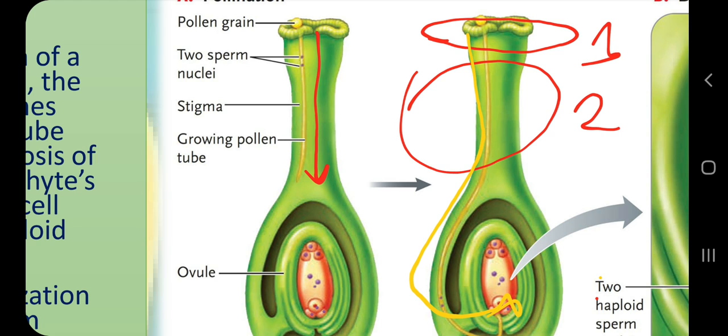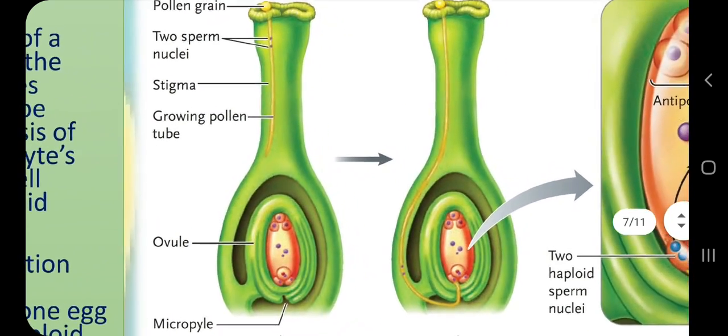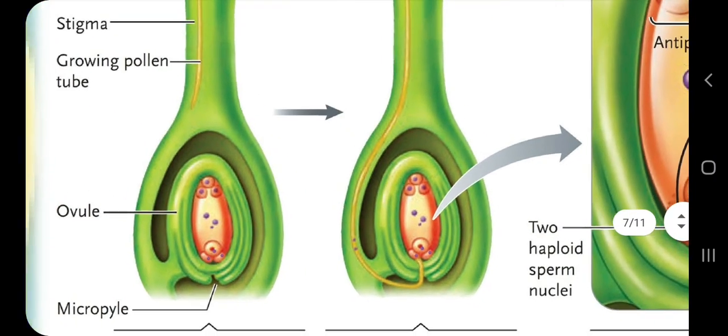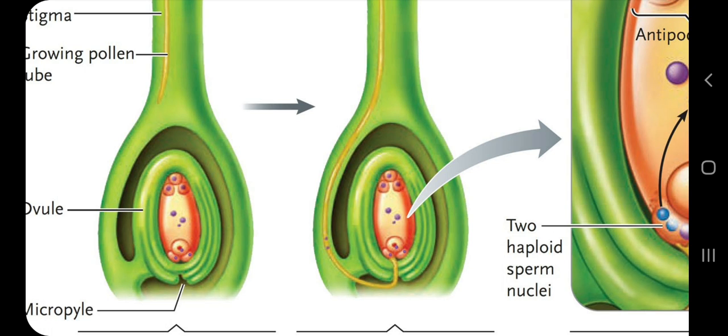What is the embryo sac? The 7-celled 8 nuclei structure which is the female gametophyte. This red structure is the female gametophyte with 3 antipodals, 2 synergids, 1 egg cell and 2 polar nuclei with the central cell. Now I am clearing all this. Now you can see clearly that the pollen tube, shown in yellow color, has reached the ovum.